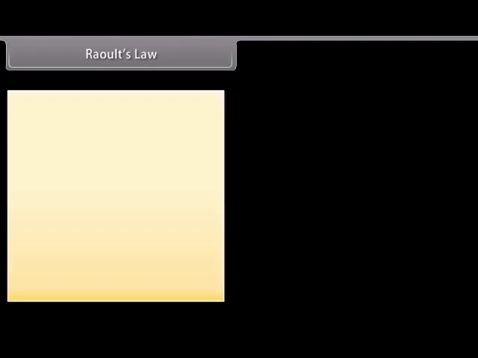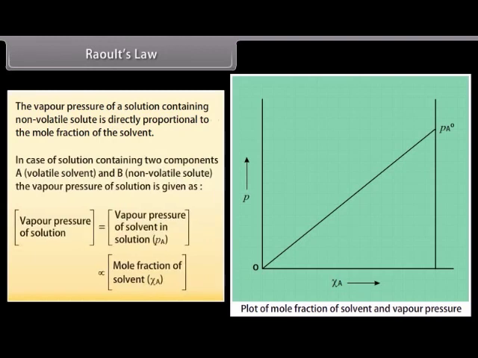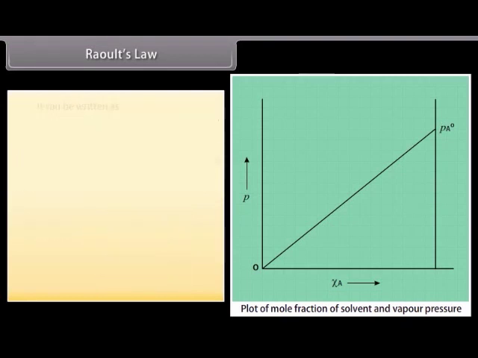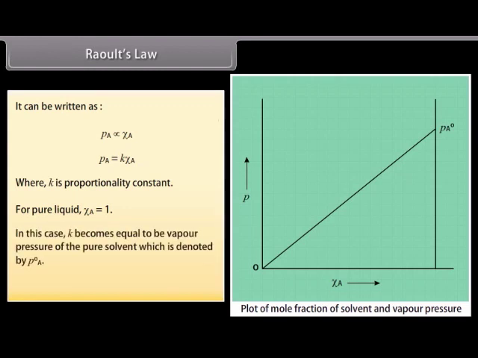Raoult's law. The vapor pressure of a solution containing non-volatile solute is directly proportional to the mole fraction of the solvent. In case of solution containing two components, volatile solvent and non-volatile solute, the vapor pressure of solution is given as PA = K × XA, where K is proportionality constant. For pure liquid, XA is equal to 1. In this case, K becomes equal to vapor pressure of the pure solvent, which is denoted by PA°. Thus, PA = PA° × XA.